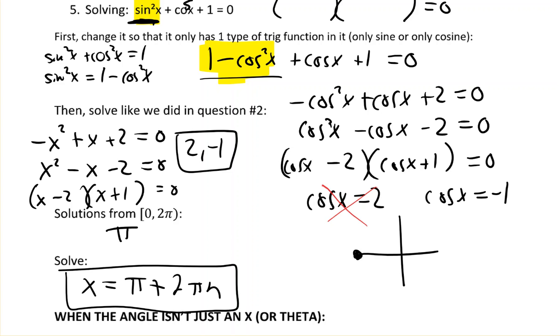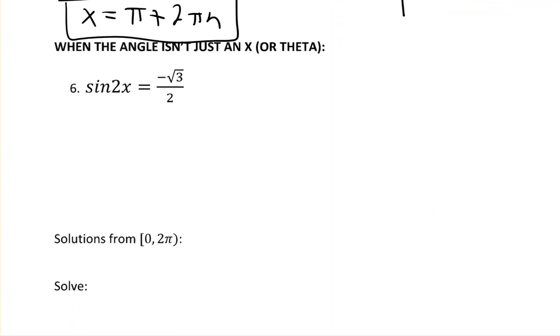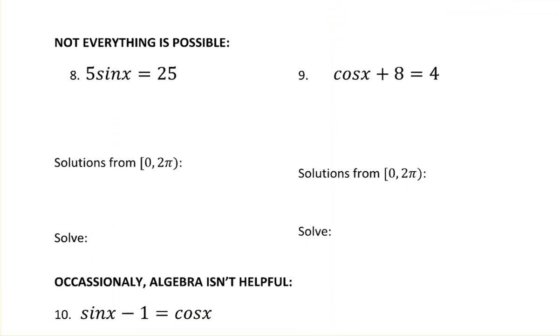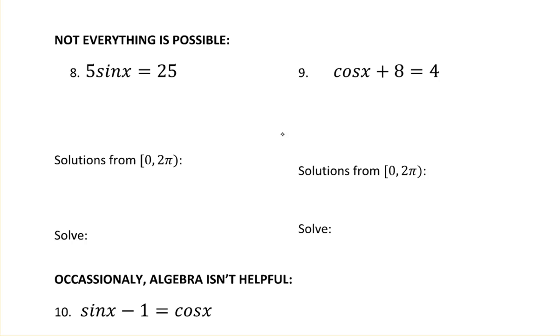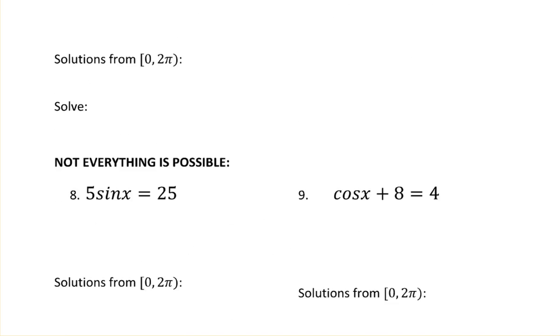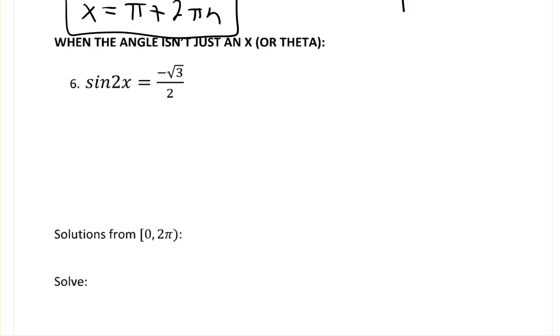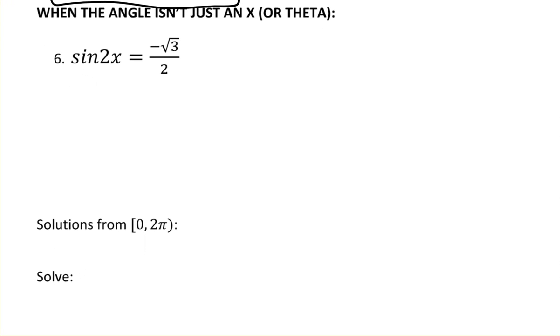Okay, so we still need to look at double angle stuff, talk about some that are not possible, although we just kind of saw that, and then a type of problem where algebra is not very helpful. Okay, so this one's a little unique because of this 2 here. So what I tell students to do is, for at least a moment, pretend like it's not a 2. Pretend like it's just a regular x. So it says cosine x equals negative square root of 3 over 2.